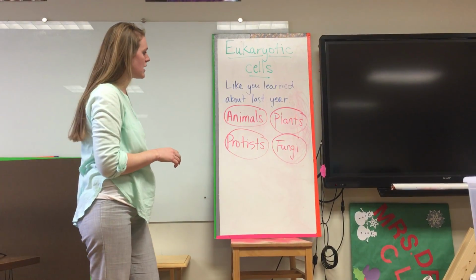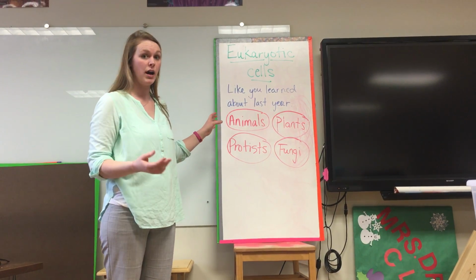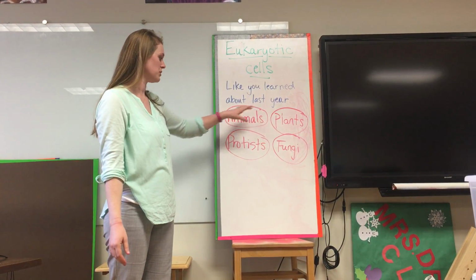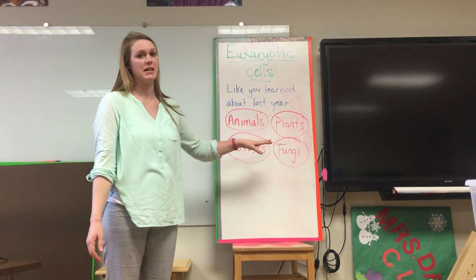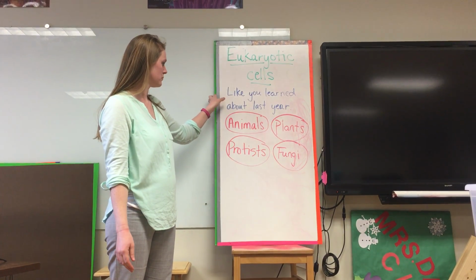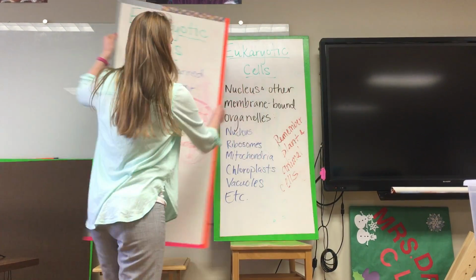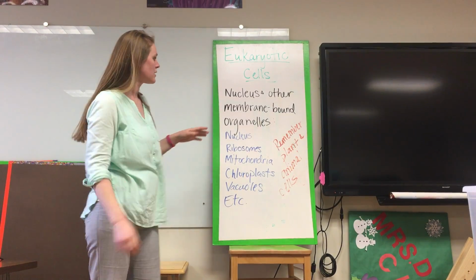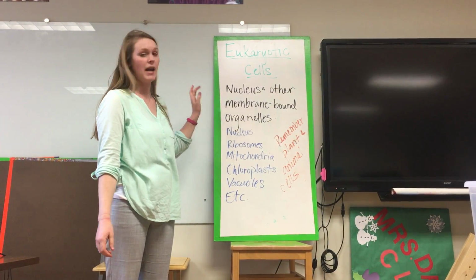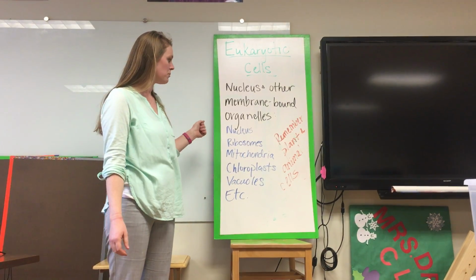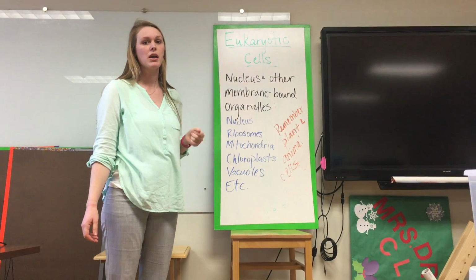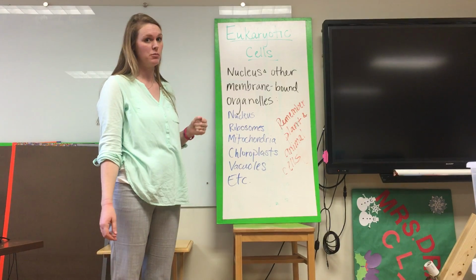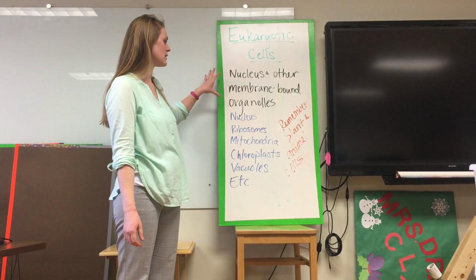Just like you learned last year, eukaryotic cells are the more complex cells that are found in animals, plants, protists, and fungi. Eukaryotic cells are defined as cells that have a nucleus and other membrane-bound organelles. A prokaryotic cell does not have membrane-bound organelles, but a eukaryotic cell does.